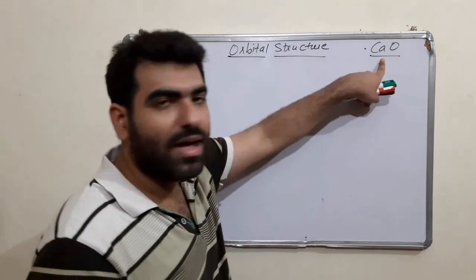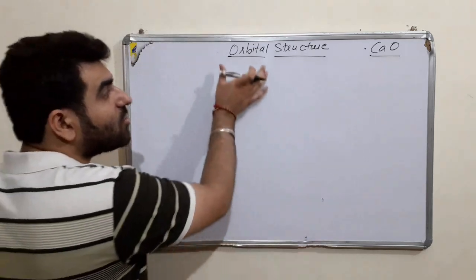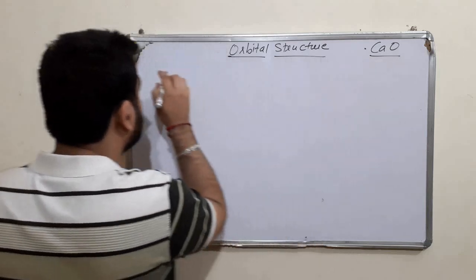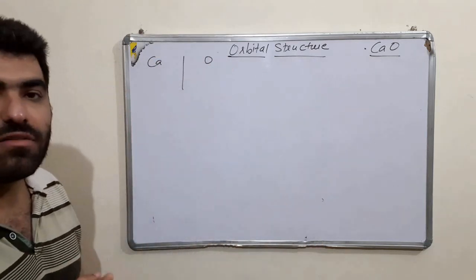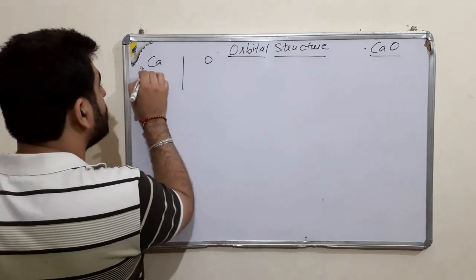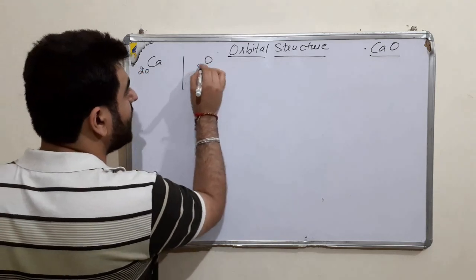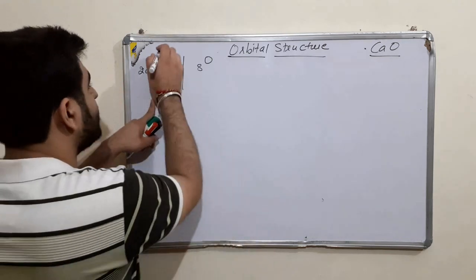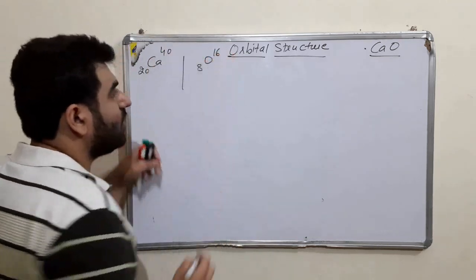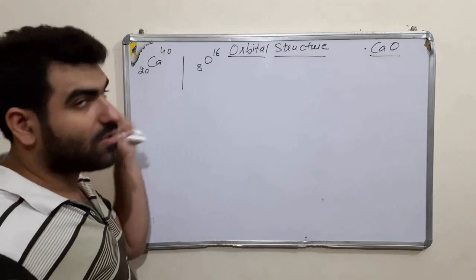We'll discuss only one thing, all the others will be the same. So for the orbital structure of calcium oxide, just write down the electronic configuration as we have said. This is 20, this is 8. But here you'll have to memorize the mass number also.